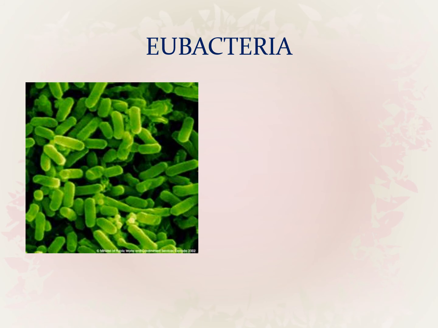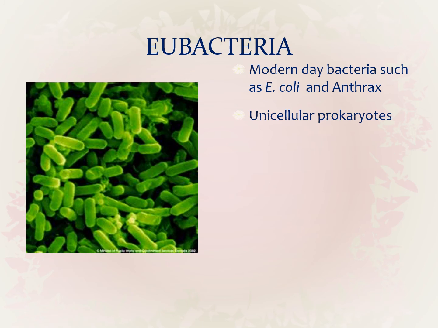Eubacteria is what you think of when you think of normal everyday bacteria. So things like strep throat, E. coli bacteria, anthrax, what we call modern bacteria. Now we had to divide these into two different groups because of something that they have in their cell walls. They're also unicellular, and they're also prokaryotes. Again, if you're not familiar with the term prokaryote, that means it does not have a nucleus.